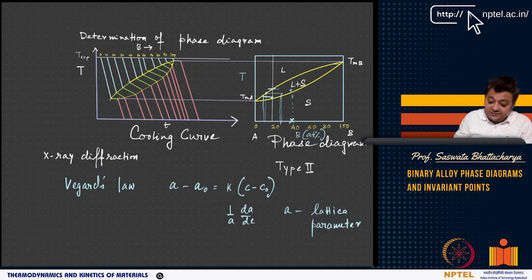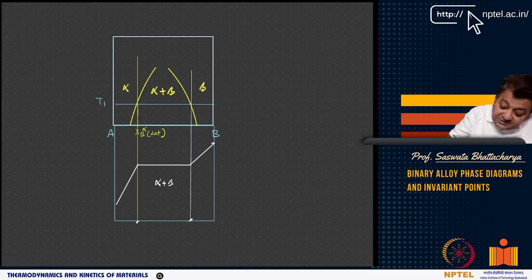Look at this condition. When you have the alpha phase, at temperature T1, you go from pure A to the saturation value. The saturation value is the maximum solubility of B in A. Alpha is a solid solution of B in A. This is the maximum amount of B that can dissolve in A at temperature T1.